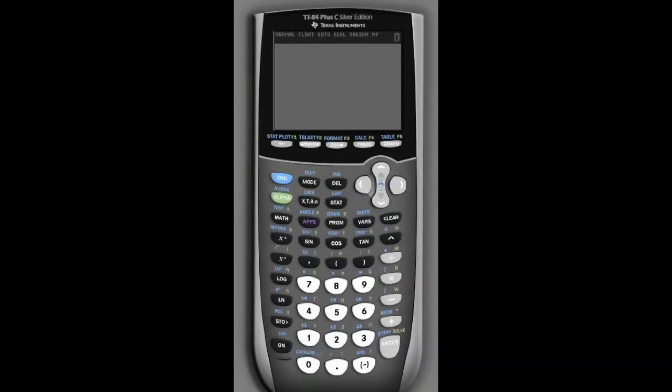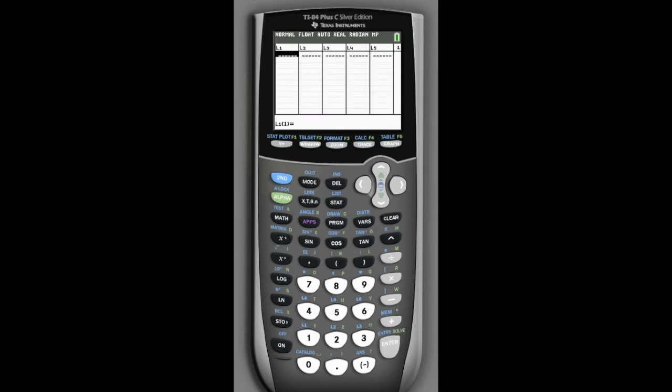Okay, so now to enter in the data here, we're going to press the Stat button and enter on Edit so that we get to the window where the lists are. Our X values from our chart are going to be 1, 2, 3, 4, 5. And then we move over to the L2, and it's 6, 18, 54, 162, and 486.